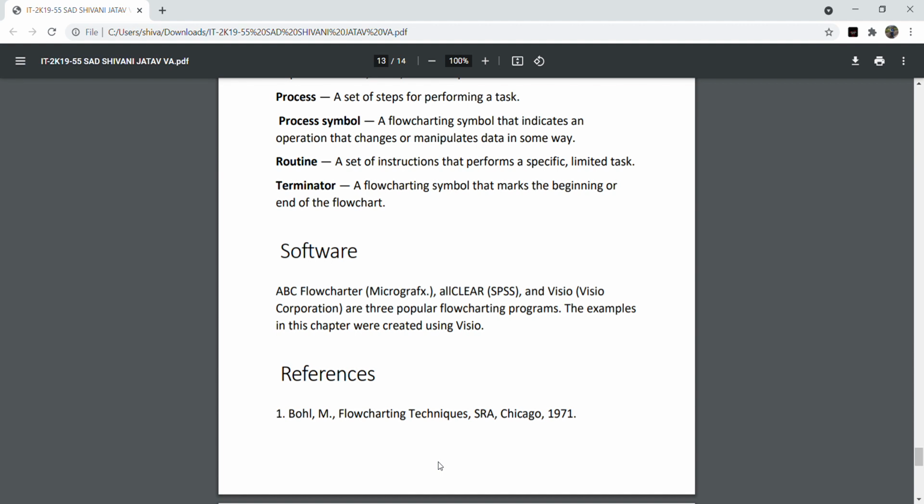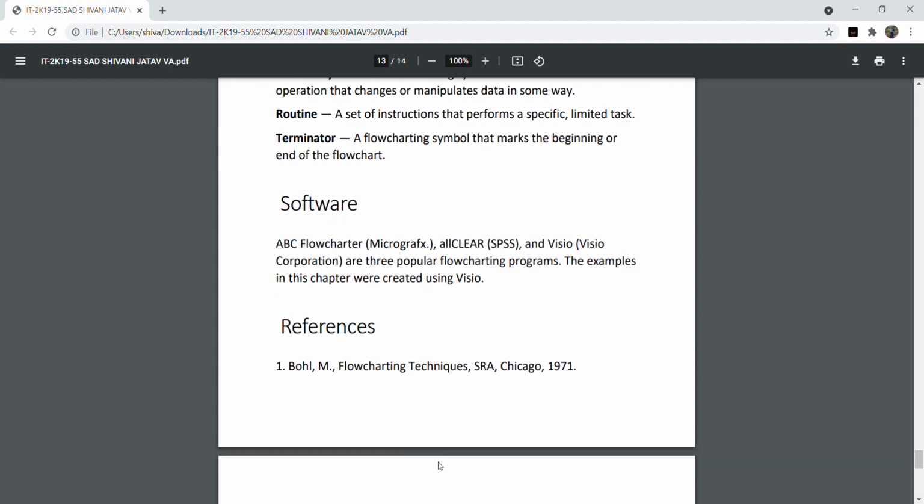Software: ABC Flowcharter, Micrografx, All Clear, SmartDraw, and Visio Corporation are popular flowcharting programs. The examples in this chapter were created using Visio.